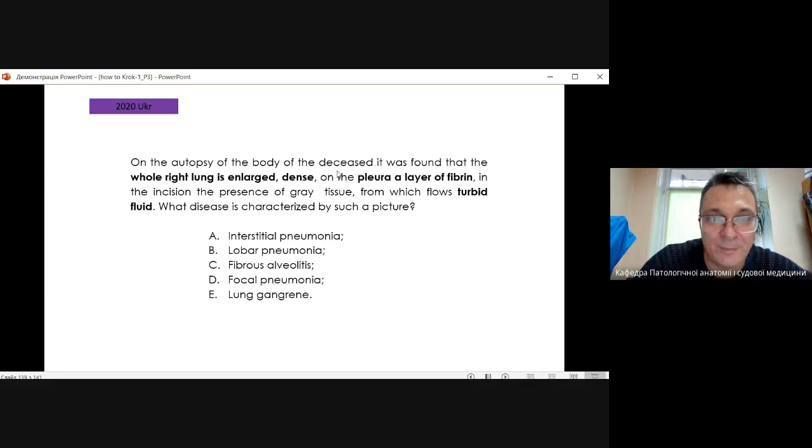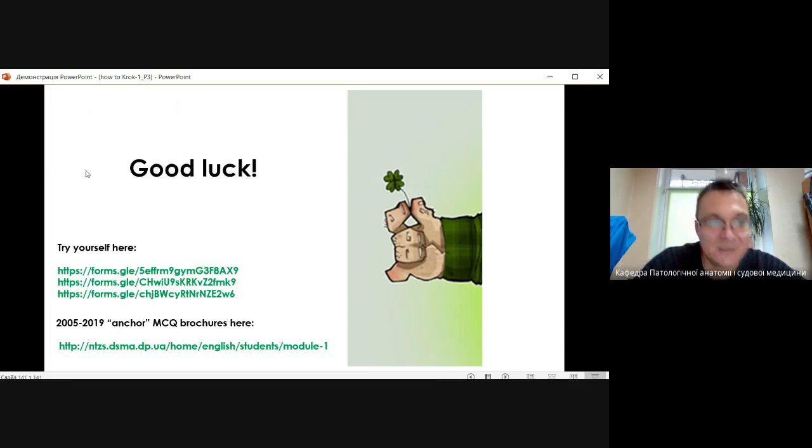On the autopsy of the body of the deceased, it was found that the whole right lung is enlarged, dense. On the pleura, there is a layer of fibrin, and on the incision there is gray tissue from which turbid fluid flows. Quite easy, right? Lobar pneumonia, or croupous pneumonia. Okay, good old lobar pneumonia. I see a lot of answers about that.